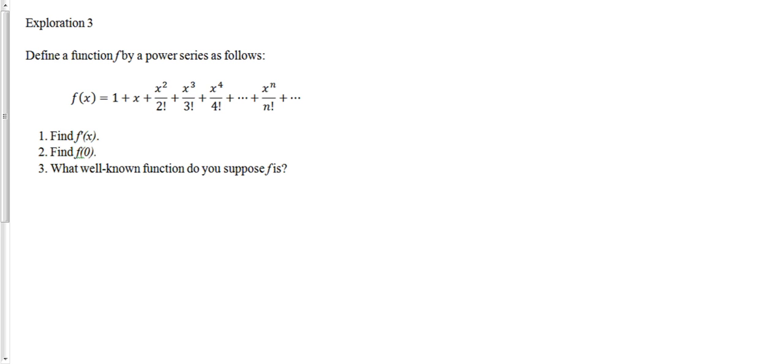Now we know that we can actually do this by doing term by term differentiation. So f prime of x is going to be equal to, well, the derivative of 1 is going to be 0. The derivative of x will be 1.